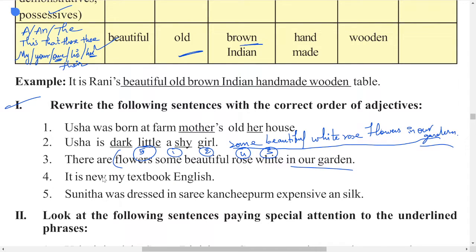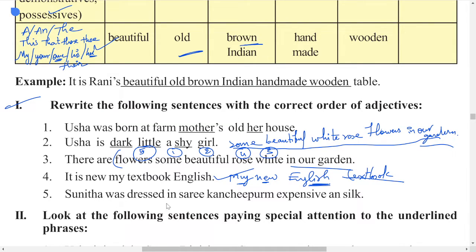Okay, next, it is new my textbook English. So what is the order you have to use? This is my new English textbook. Textbook is the noun, type Indian or whatever, that is English is used here. New shows the age, and here possession. Okay, my new English textbook. So this is the correct order.